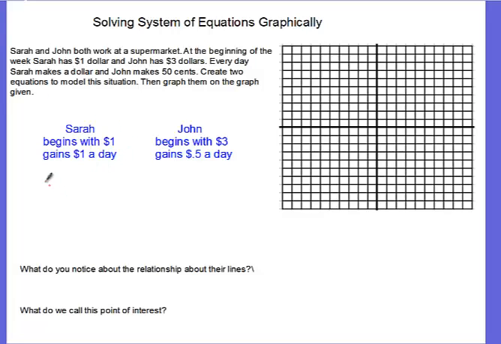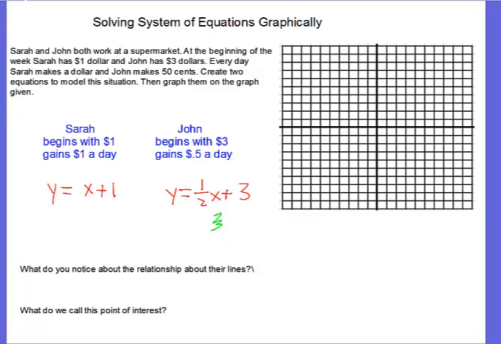So for Sarah, she begins with $1, which is going to be our y-intercept, or our b, and she gains $1 a day, which is going to be our slope. So Sarah is y equals x plus 1, because she begins with $1, which is our y-intercept. She gains $1 a day, which is our slope. John, on the other hand, is going to be y equals 1/2 x plus 3, because John starts with $3, our y-intercept, and gains $1/2 a day, our 1/2. Okay. Now we created our two equations to model the situation. We created a system of equations because we have two equations that have some type of relationship.